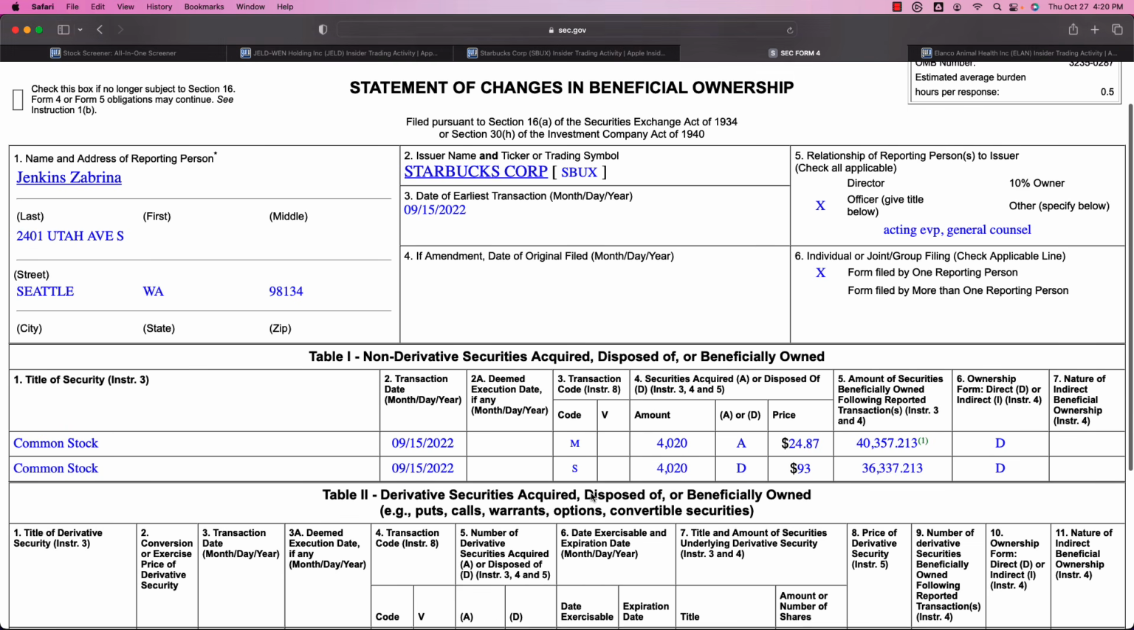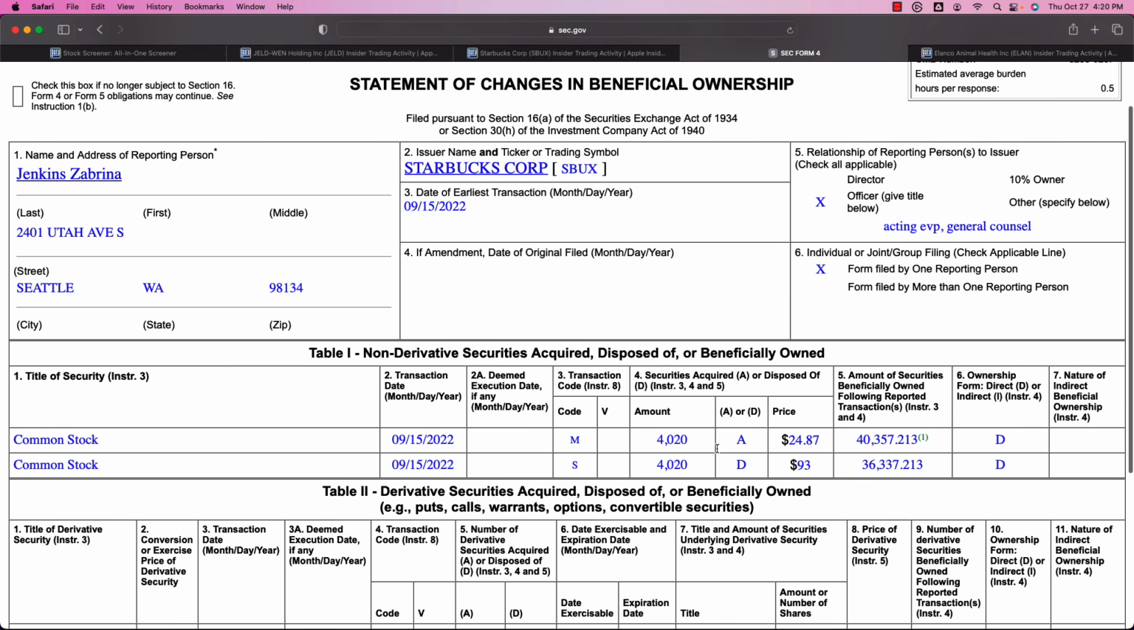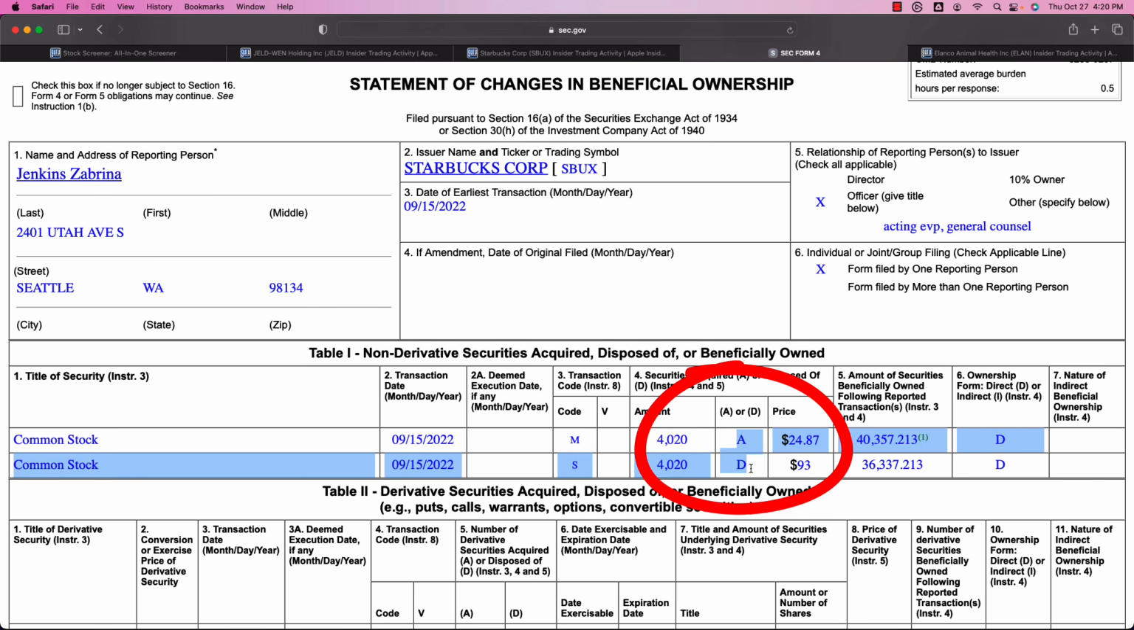But here's the trade details down in here, and I want you to look at the two lines of this trade. All right, it's common stock, both on the same date. This code M stands for the exercise of a derivative security, i.e. an option. They're exercising an option, but you don't even need to know those codes. Code M is exercise. Code S, I believe, is open market sale. But just look here, the 4,000 and the A and D and the prices, okay? A stands for acquired or bought. D stands for disposed or sold. Acquired, disposed, bought, sold, okay?